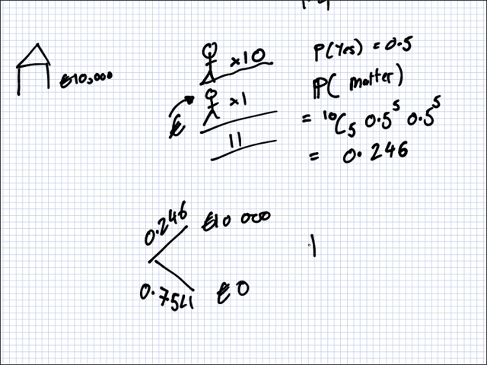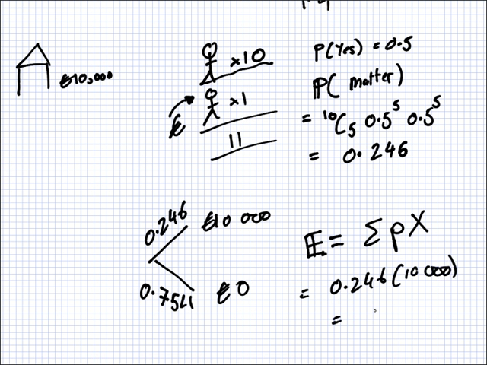So, do you remember we have this thing called expected value? Do you remember how to calculate that? Expected value? Yeah. What is it? It's the sum of p times x. So in this one it would be 0.246 times 10,000. So what's that? Oh no, I'm just making up my own one that's similar to this. 2,460.